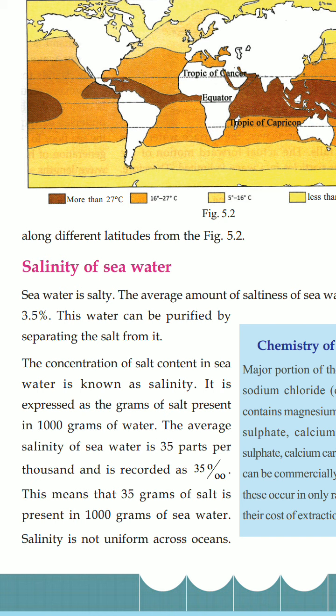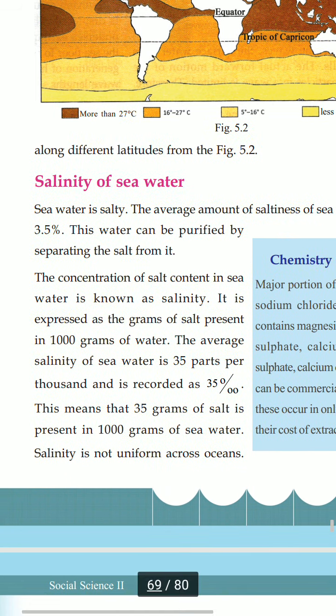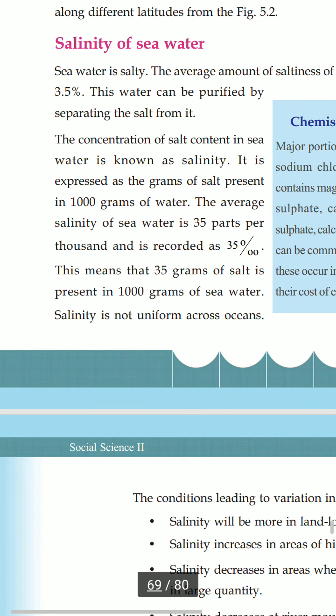It is expressed as the grams of salt present in 1000 grams of water. What grams of salt is present in 1000 grams of water? Then it is expressed as salinity. The average salinity of water is almost 35 parts in 1000 of water, and it is recorded as 35 by 1000. That is, 35 grams of salt is present in 1000 grams of seawater.